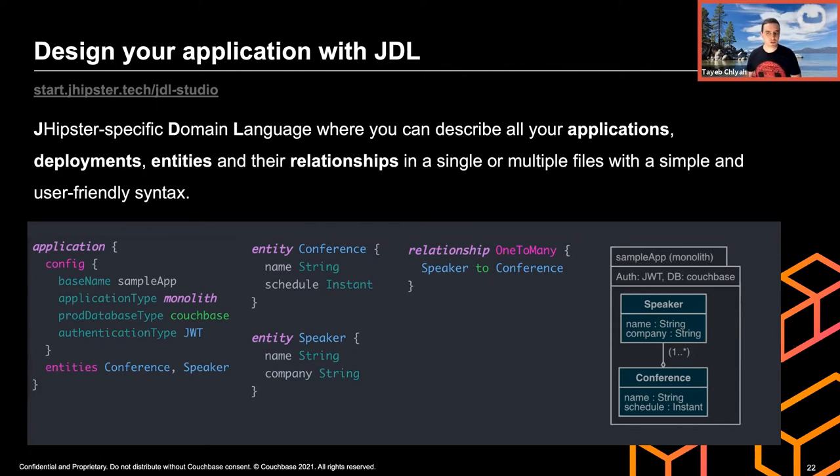and JWT authentication type. JHipster is compatible also with OAuth 2.0 and session-based authentication. Here we describe our conference and speaker entities with their attributes, and also the relationship between them. It helps you visualize it so you don't make any mistakes. One-to-many and many-to-one relationships can be confusing when implementing stuff, so this simplifies it.